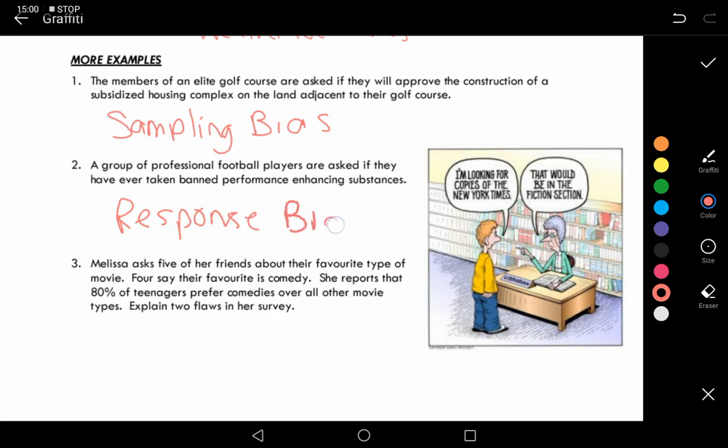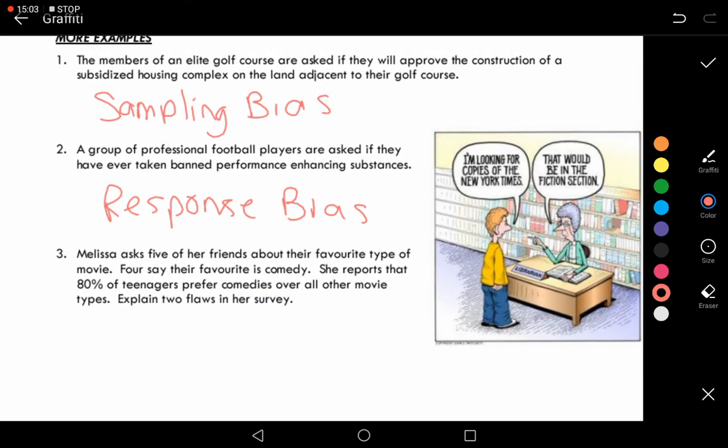And lastly, Melissa asked her friends about their favorite type of movie. 4 say their favorite is comedy. She reports that 80% of teenagers prefer comedies over all other movie types. Explain 2 flaws in her survey. So first of all, she only surveyed her friends, right? So her friends are probably going to have similar opinions to her. So that would be sampling bias, right? Because obviously it's not necessarily true that 80% of teenagers prefer comedies. It's just literally 80% of her friends prefer comedies.